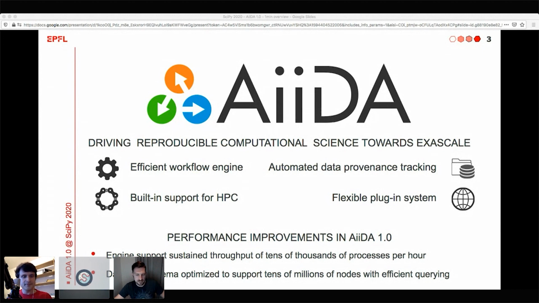AIDA is originating from the field of materials science in the DFT community. So many of those plugins are centered around that field. So we have a Quantum ESPRESSO plugin, for example, that is very popular and very well maintained. There are a bunch of others. Maybe Leopold can also mention those.